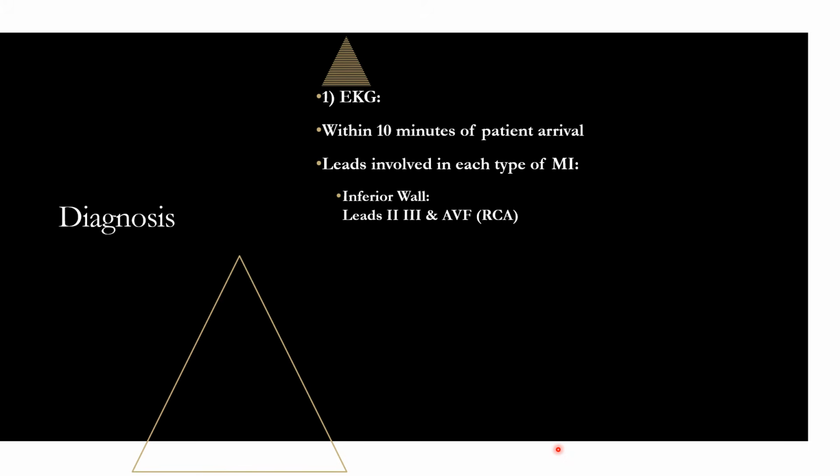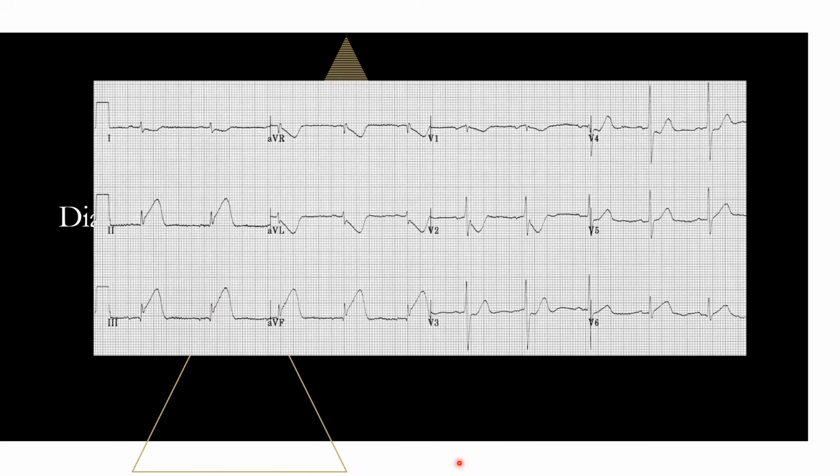So let's go over the first and probably the most important one, the one that always seems to be tested for whatever reason. If you have an inferior wall MI, this is going to be leads 2, 3, and AVF. This is going to be your right coronary artery involved. And if you're only going to remember one, just remember this one because this is the one that always seems to come up. So inferior wall MI, you can see here leads 2, 3, and AVF.